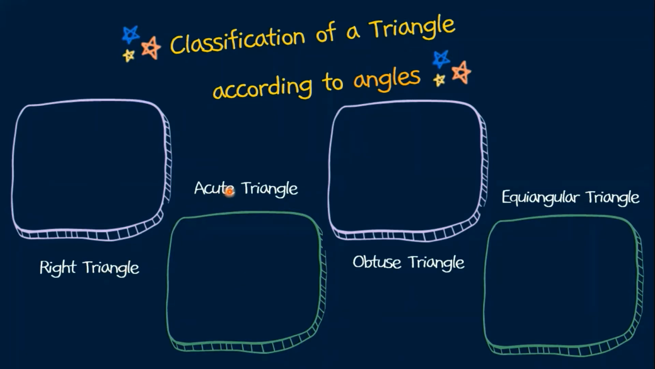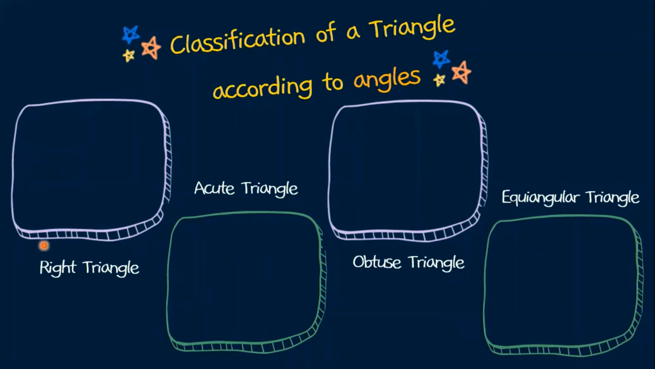So kung mapapansin natin, familiar tayo sa mga terms na ito, because these are also classifications of angles. We have right angle, acute angle, and obtuse angle. Kaunting review tayo about the classification of angles.